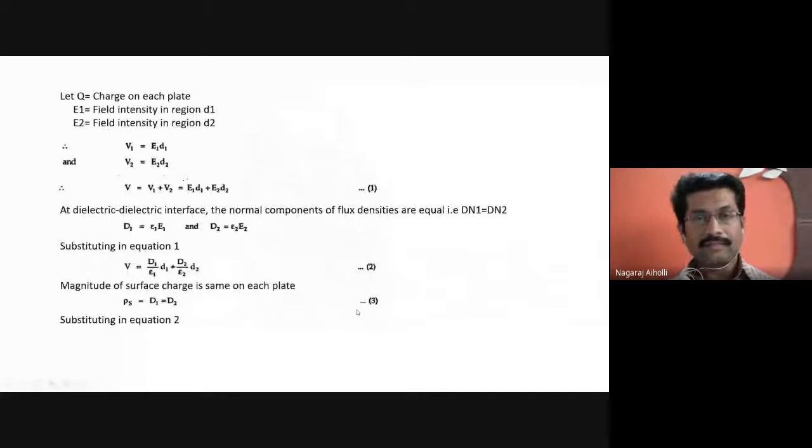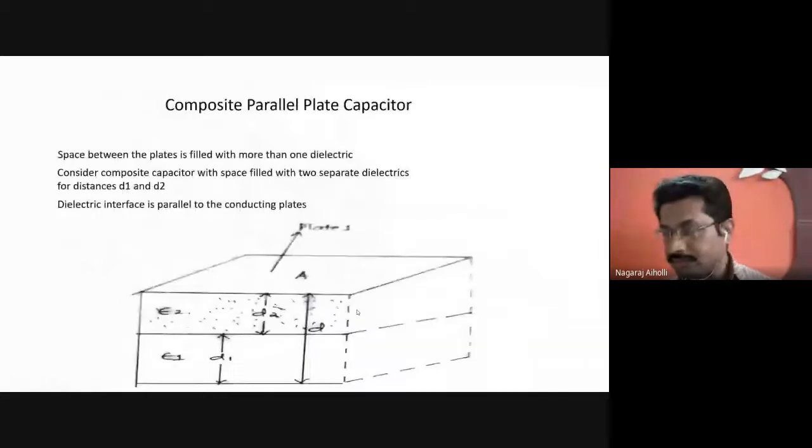Is it clear here, students, this derivation? Is this derivation understood? Understood, sir. Any problem in understanding this derivation? Any questions you all can ask? Yes, students, any questions here on this derivation?